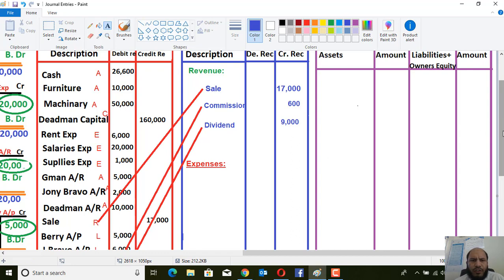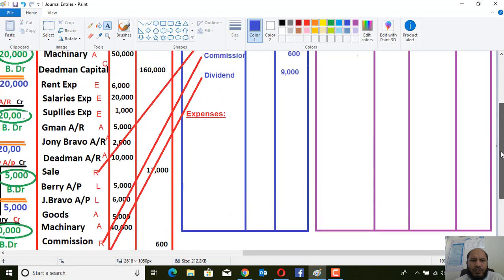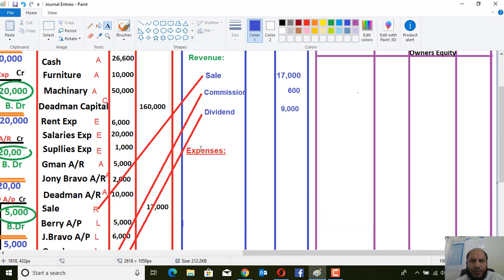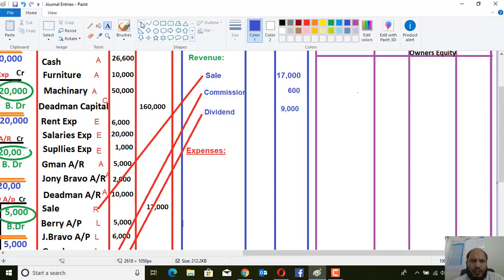Now we will move towards the expenses accounts and we will take all the expenses and record them over here. So see, we have rent expense, we have the salary expenses, and we also have the supply expenses. So we will write down all these three over here.